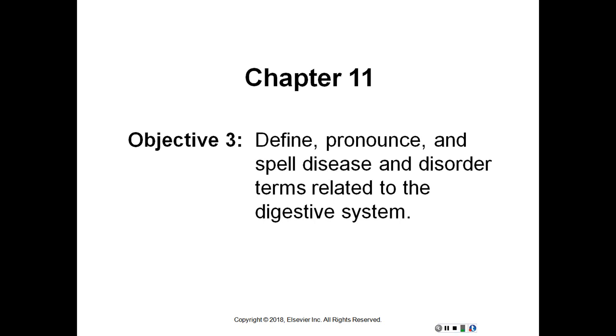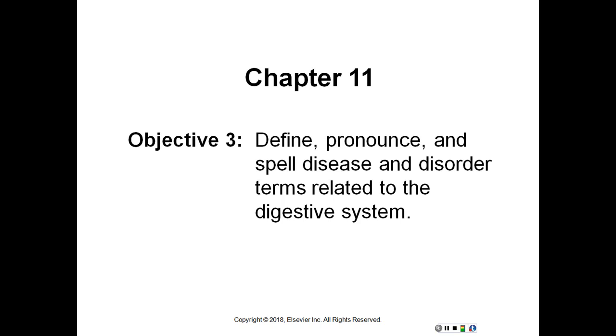Gingivitis, inflammation of the gums. Glossitis, inflammation of the tongue. Hepatitis, inflammation of the liver. Hepatoma, tumor of the liver. Palatitis, inflammation of the palate. Pancreatitis, inflammation of the pancreas. Peritonitis, inflammation of the peritoneum.